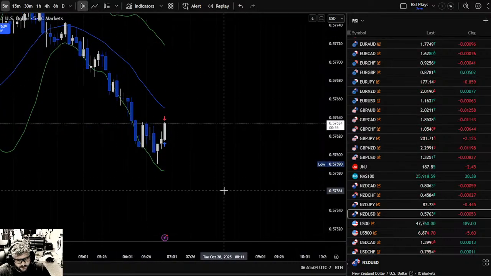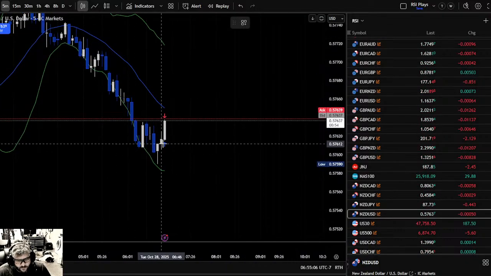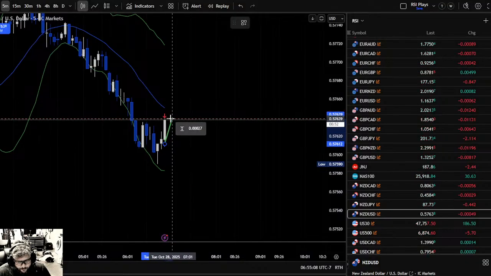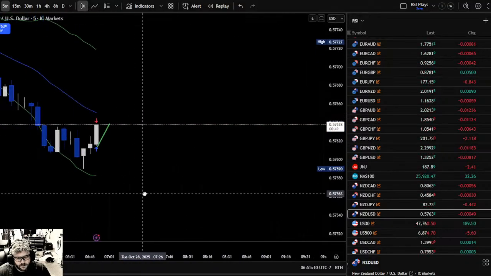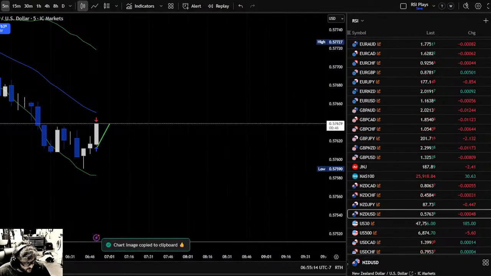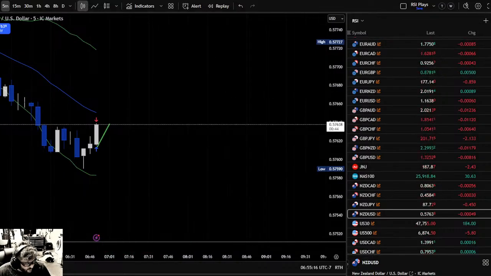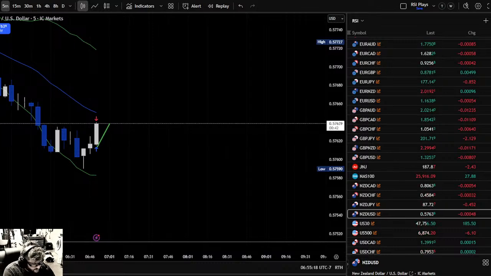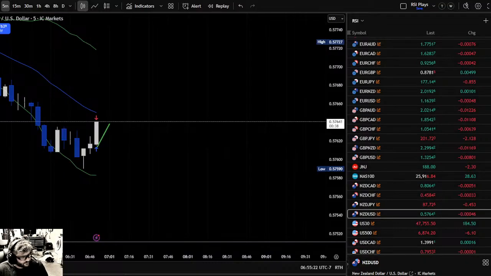Anyway, that was just a quick and easy in and out. Now we're 3-0 for the stream, right? Profit is profit. Consistent profit will get you paid. This was NZD USD.